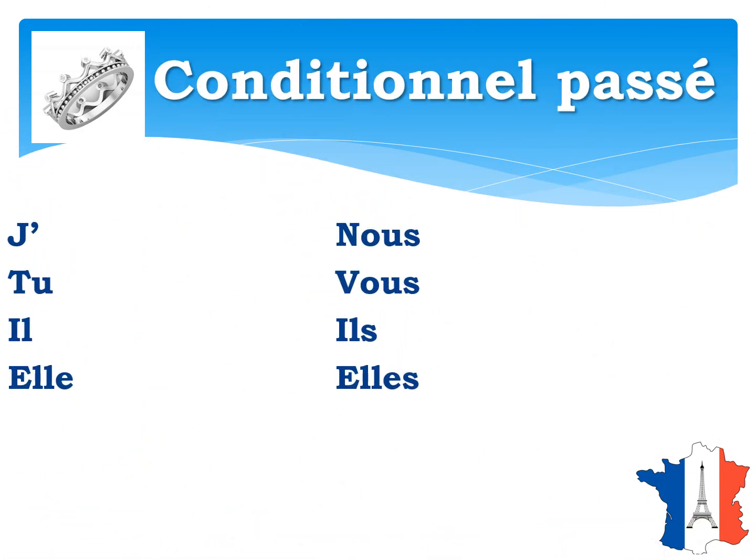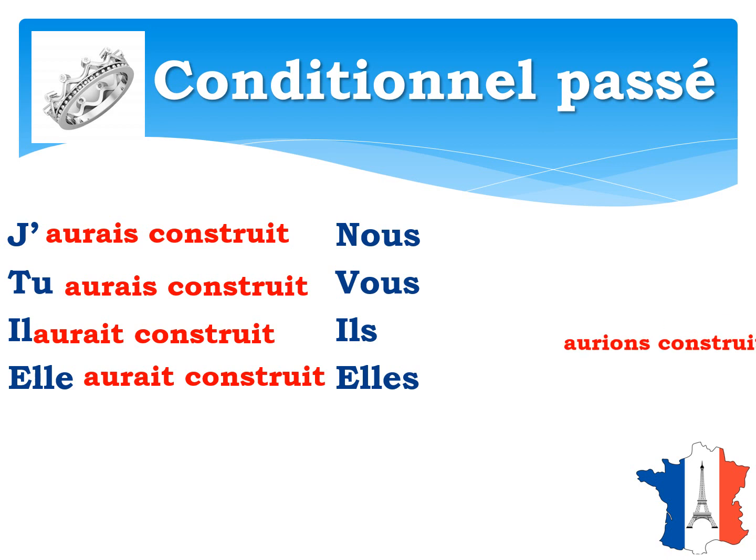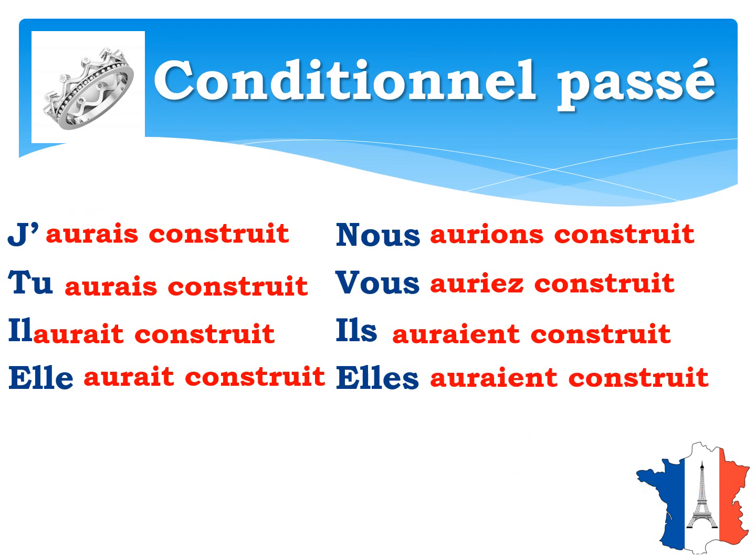Then we have conditionnel passé where avoir is put in the conditional and we have the past participle. So it's j'aurais construit, tu aurais construit, il aurait construit, elle aurait construit, nous aurions construit, vous auriez construit, ils auraient construit, elles auraient construit.